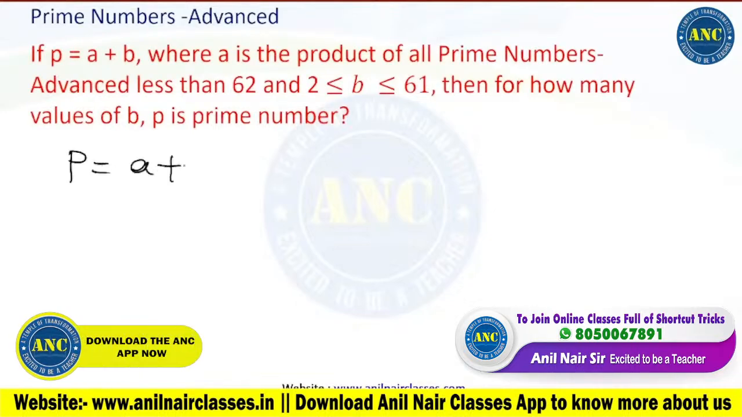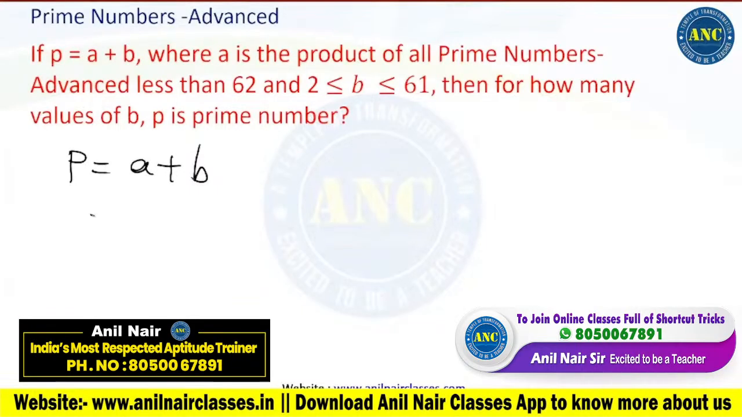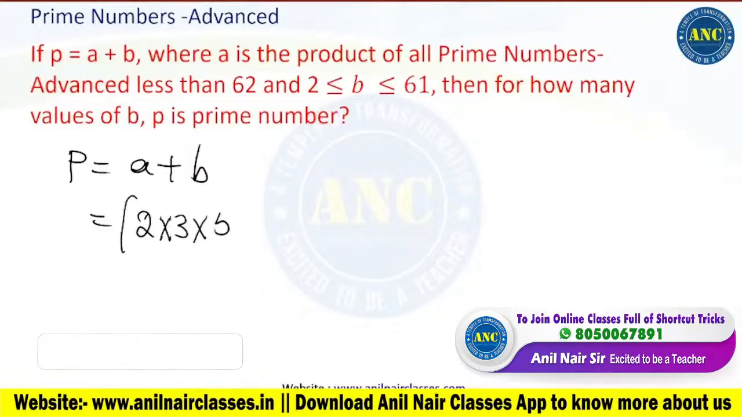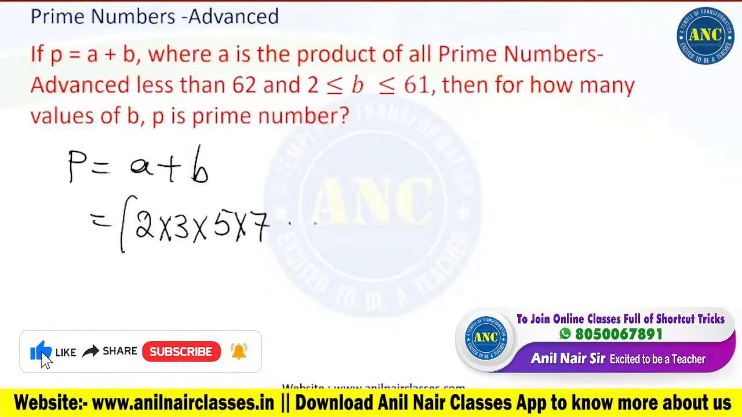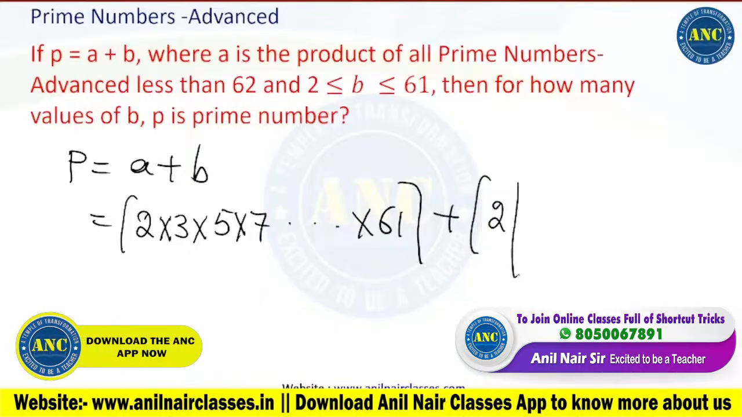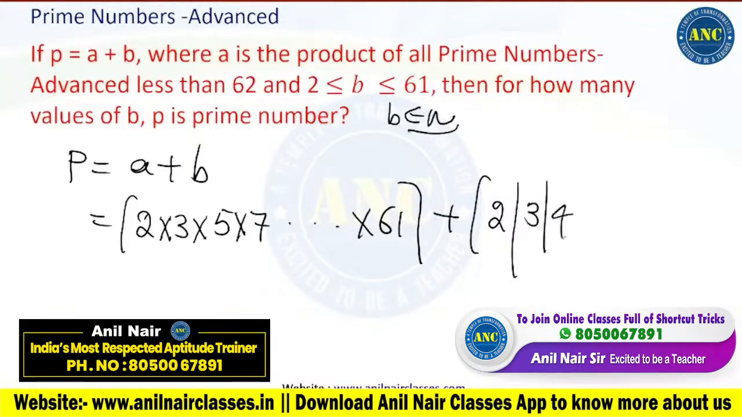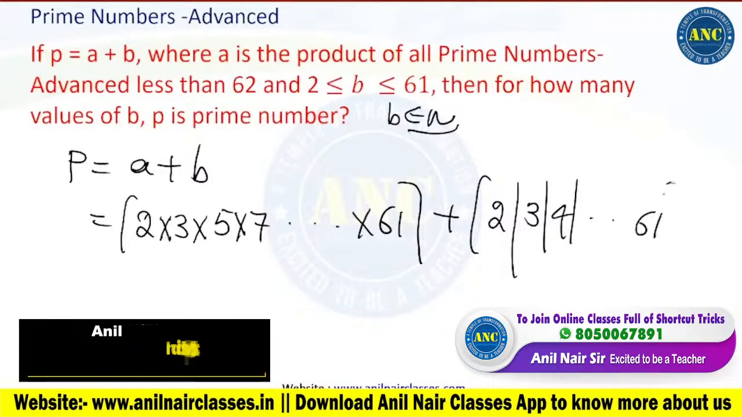P is equivalent to A plus B. A is the product of all prime numbers less than 62. So it is 2, 3, 5, 7 and so on up to the last prime number, 61. B can take any natural number. B is a natural number here, right? So B can take 2, 3, 4 and so on up to 61.